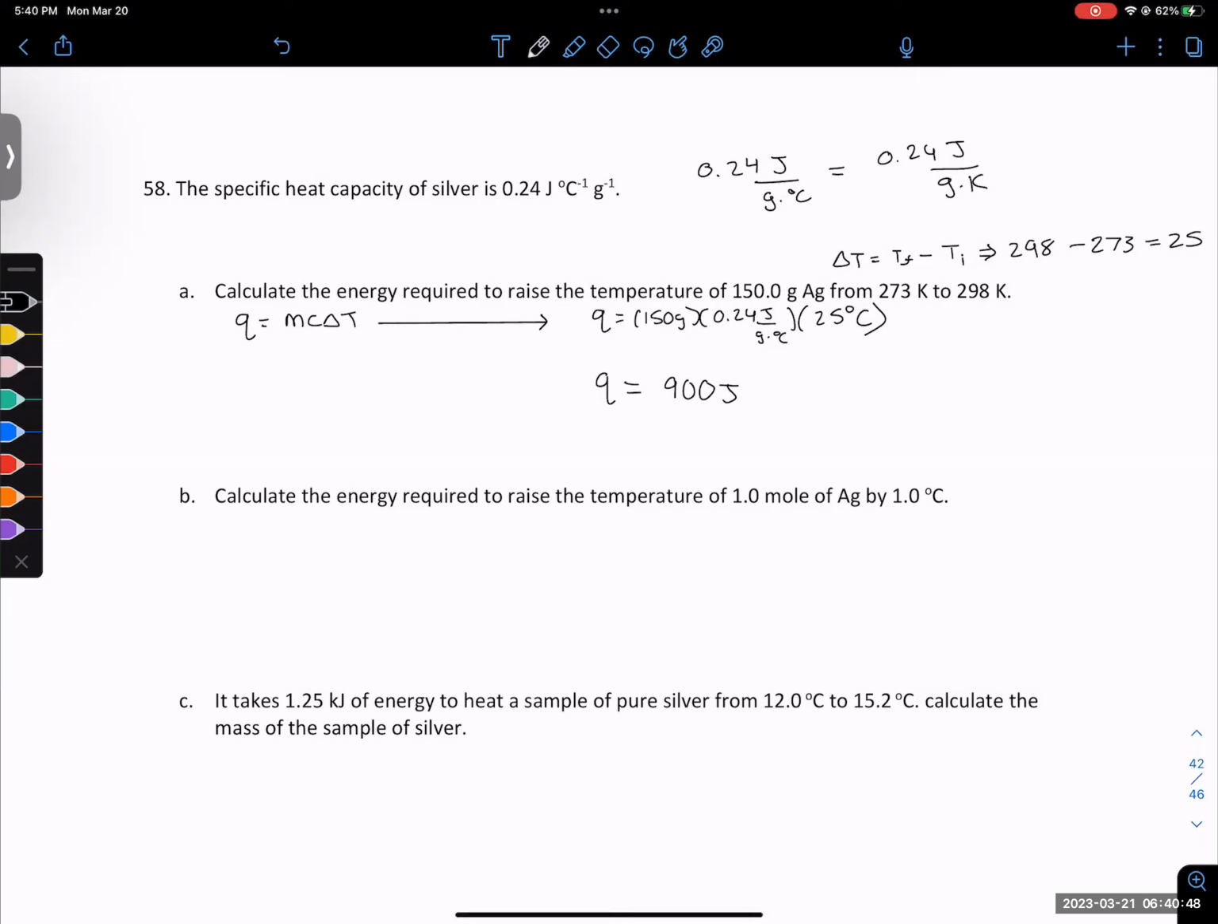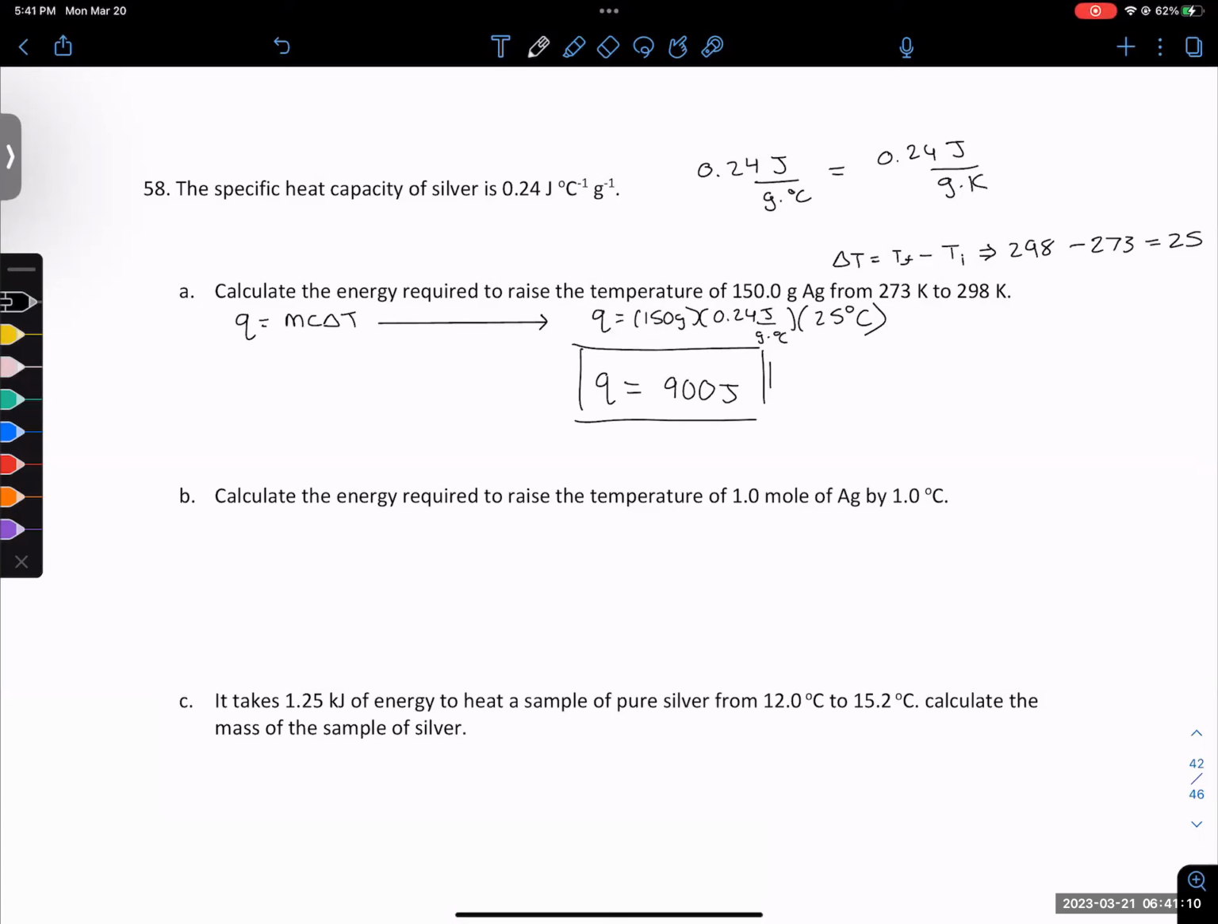It didn't say convert to kilojoules or anything, so if it doesn't say what units it wants the answer in, if you do 900 joules or 0.9 kilojoules, you should get the answer correct on the test, okay? So that would be the answer for number 58A.